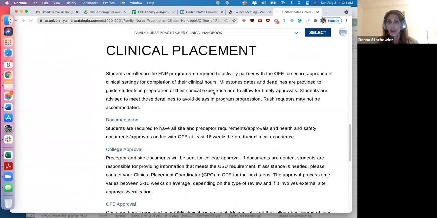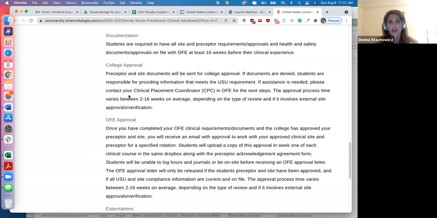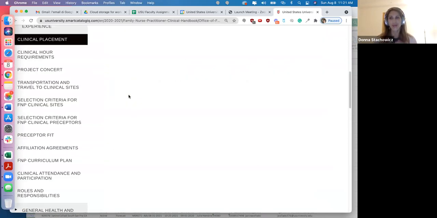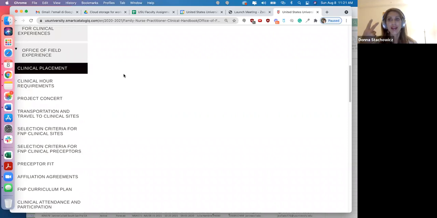It talks about why you have to have OFE approval. It talks about expectations, and it talks about a preceptor database. Very, very important for me to tell you, you must start networking for preceptors now, okay? You need to network. OFE does help. It's a partnership, okay? It really is a partnership. It's not them doing everything. It's not you doing everything. It's you working with someone called your CPC, which stands for Clinical Placement Coordinator, on trying to secure both a preceptor and a site, and both have to be approved in writing in order for you to begin clinical.